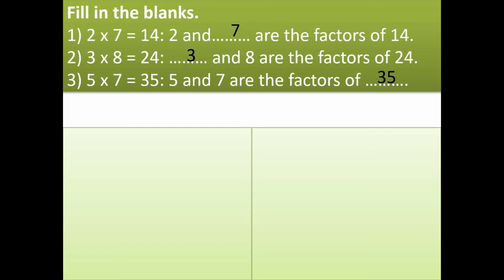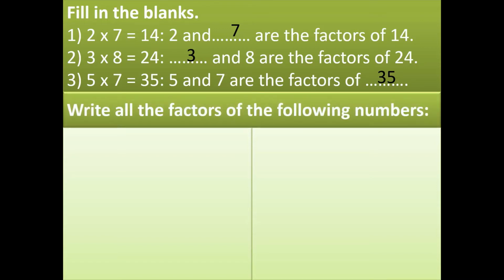Let's solve the next question. Write all the factors of the following numbers. How to find all the factors of 28? First we write 28 as a product of two numbers. We have to think of all the possible combinations of 28. Remember, when listing factors, always start with 1 and the number itself. So 28 can be written as 1 multiplied by 28 is equal to 28.